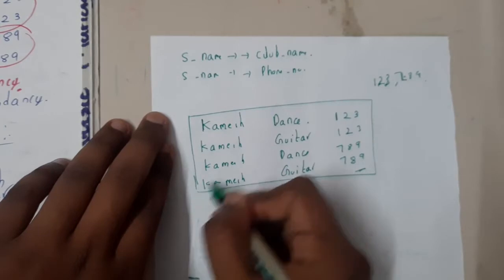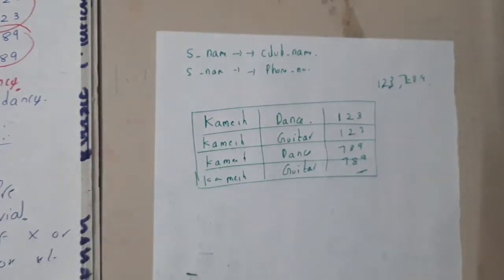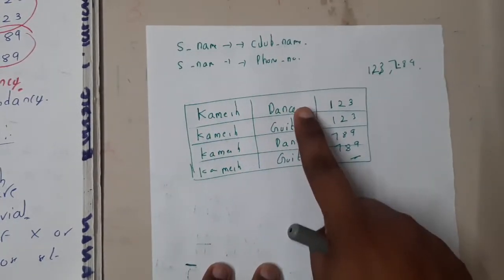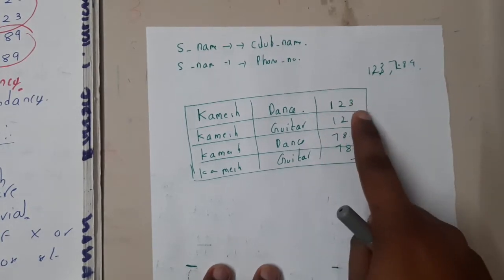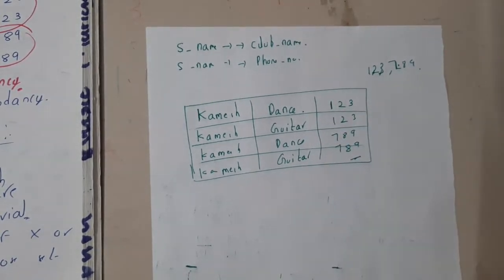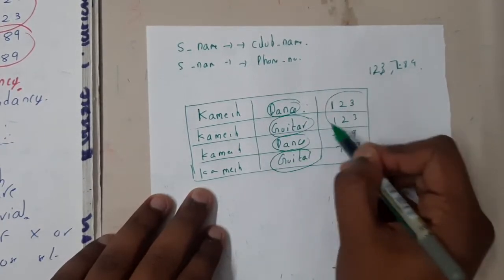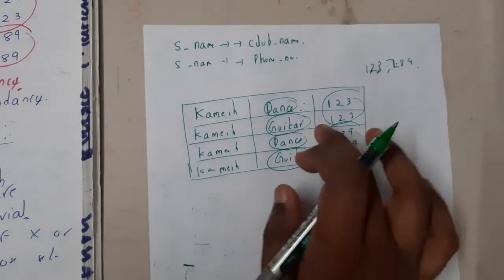This table clearly shows a few issues. If you observe carefully, Kamesh's name has been stored 4 times, we stored that he belongs to the dance club 2 times, and we also stored each phone number twice. So indirectly we repeated many things. Why did we repeat here, guys?